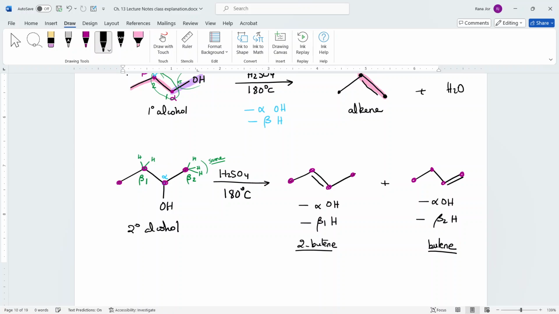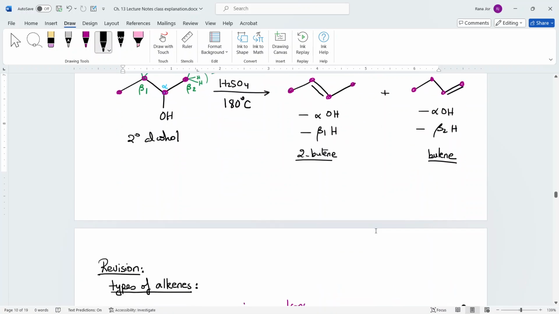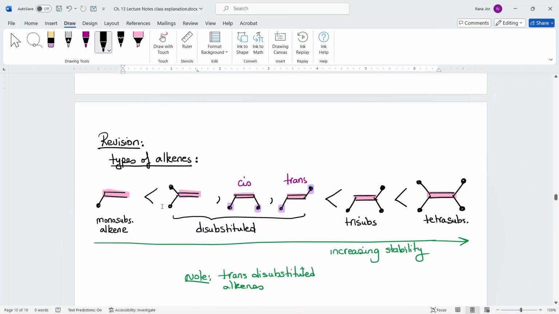Now, whenever you have more than one organic product, one of them is going to be major, meaning that it exists at a higher percentage, and the other one is going to be minor. It means that it exists at a low percentage. Okay, so before going into that, let me refresh your memory about the types of alkenes that we've talked about earlier in chapter 12.